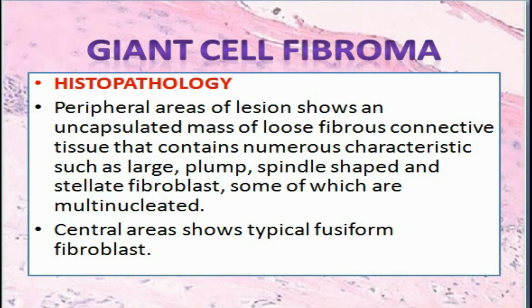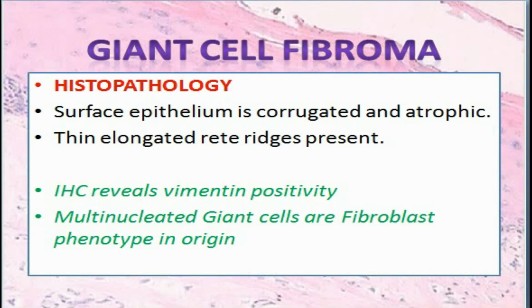there. Here, peripheral areas of the lesion show an encapsulated mass of loose fibrous connective tissue that contains numerous characteristic cells, such as large, plump, spindle-shaped and stellate fibroblasts, some of which are multinucleated. Central areas show typical fusiform fibroblasts. Surface epithelium is corrugated and it may be atrophic in nature. Here you can see thin elongated rete ridges compared with the flat rete ridges seen in fibroma.